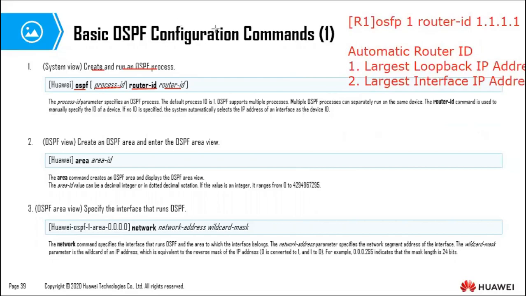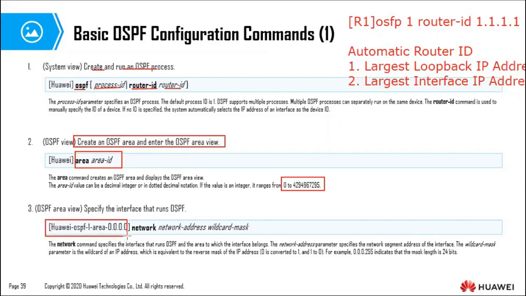Okay, so let's go on to the next step. The next step is area. So use the keyword area and then the area ID. The area can be 0, or 1, and so on. So that's how you create an OSPF area and enter into the area view. So this is how you know that you're in the area view. Normally the prompt is like that.